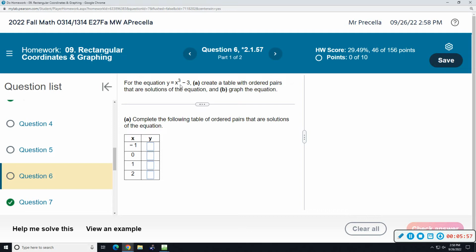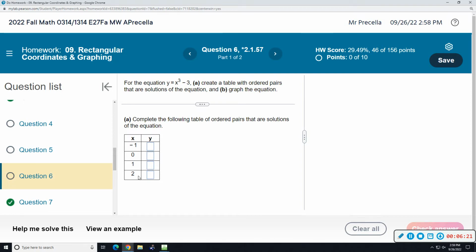For the equation y equals x cubed minus 3, create a table with ordered pairs that are solutions, and then graph the equation. Well, I'm glad they're giving you the x values to plug in. Once again, you wouldn't want to use something like a 10. 10 cubed is 1,000. Minus 3, I'm sure that you can't go 997 units up on the y-axis.